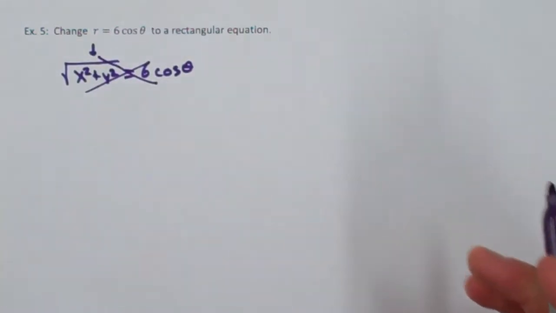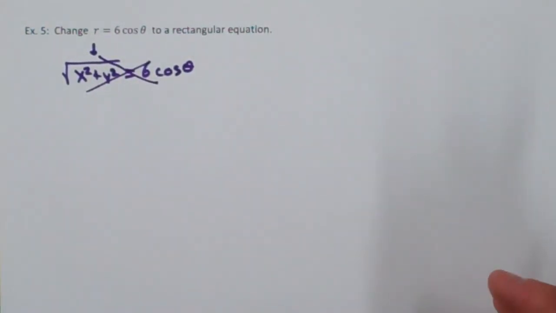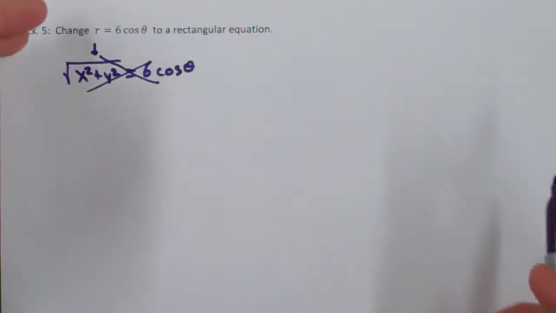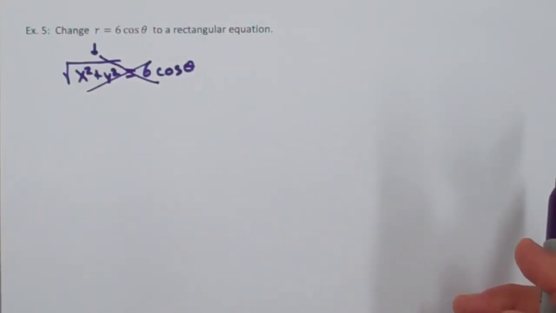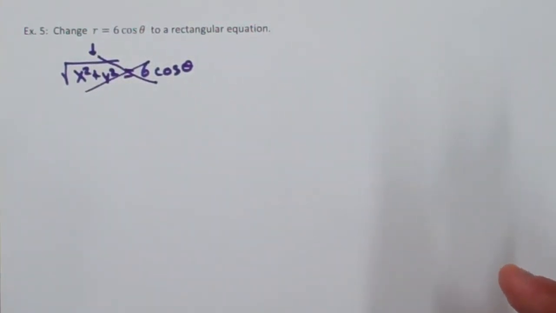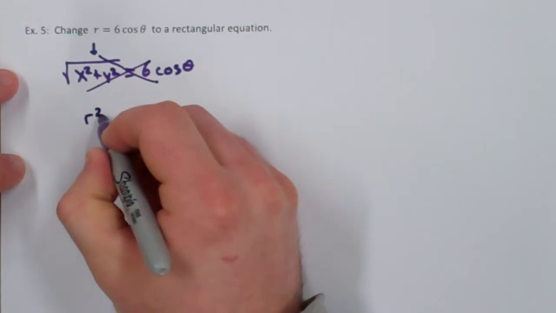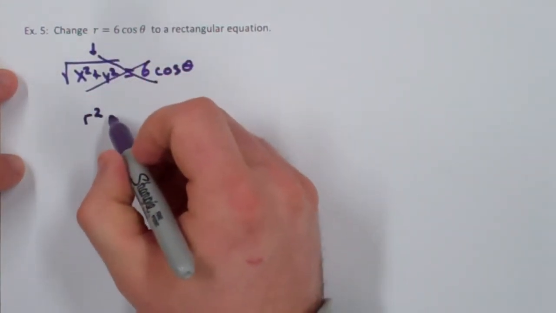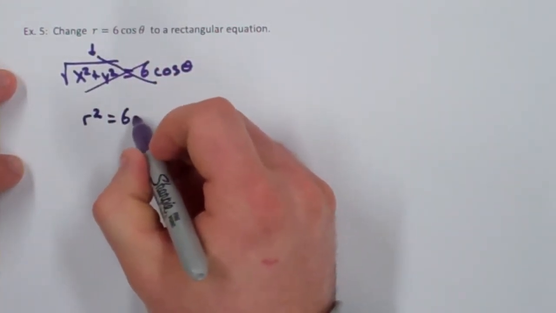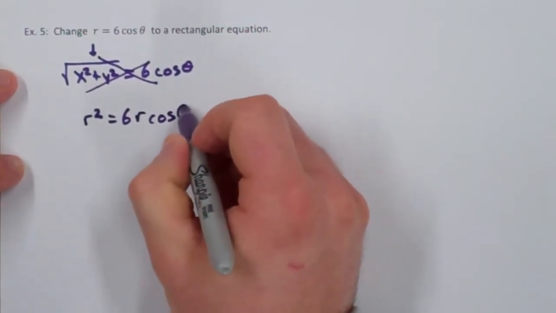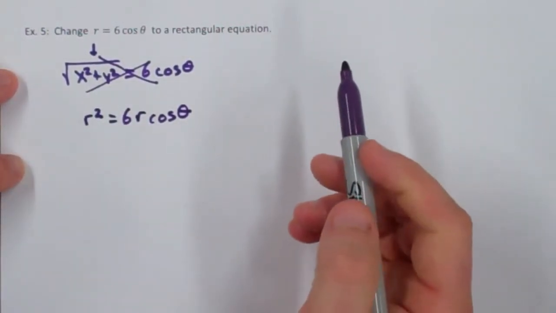So we tried getting r by itself, or r is solved for. It's already solved for, and we tried changing it out for something that it's equal to. It just didn't work this time. So one of the other tricks, or the hints I should say, in solving these is to multiply by r on each side. So if we multiply by r, we're going to have r squared, r times r, and then 6r cosine theta if we just multiply by r on each side.